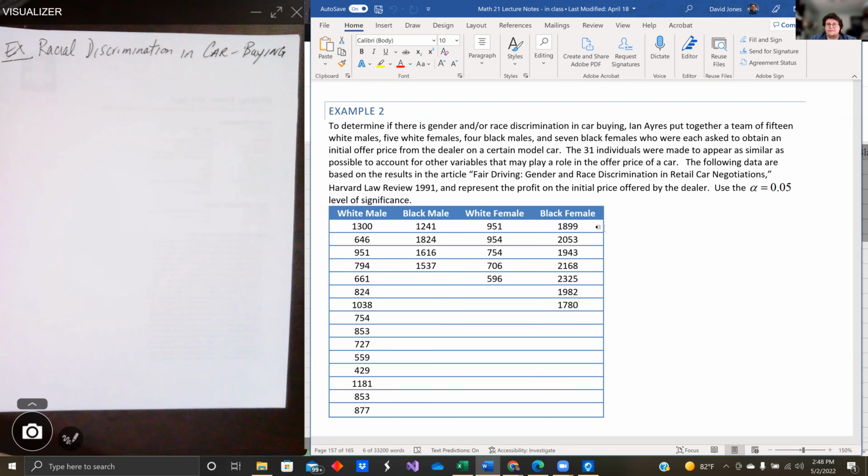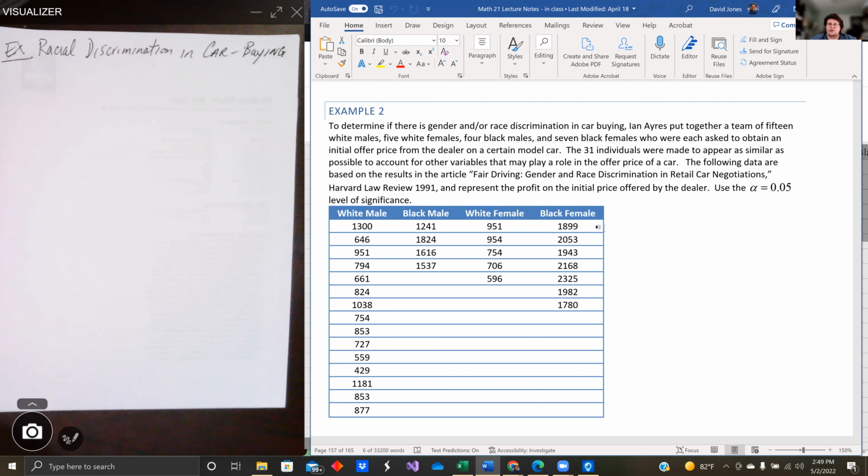The 31 individuals were made to appear as similar as possible to account for other variables that may play a role in the offer price of a car. The following data are based on the results in the article, Fair Driving, Gender and Race Discrimination in Retail Car Negotiations, found in the Harvard Law Review of 1991. And the numbers given represent the profit on the initial price offered by the dealer. Use alpha equals 0.05 level of significance.